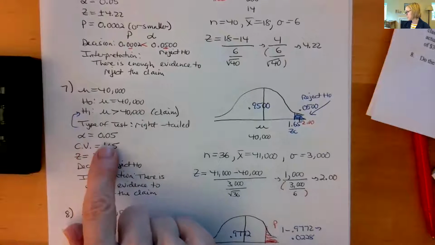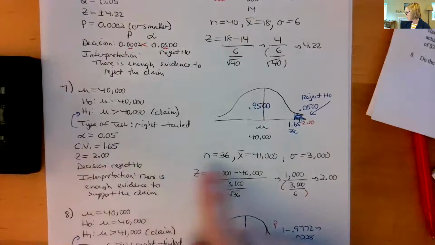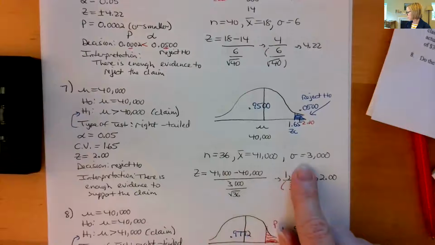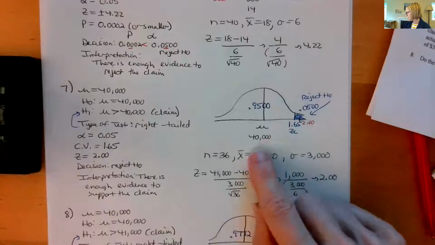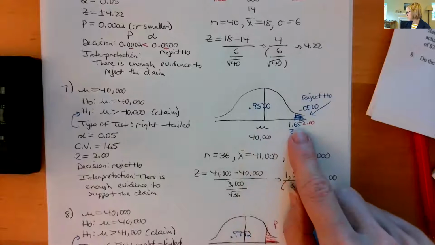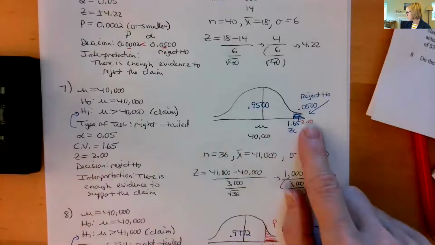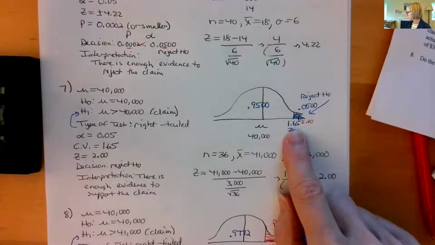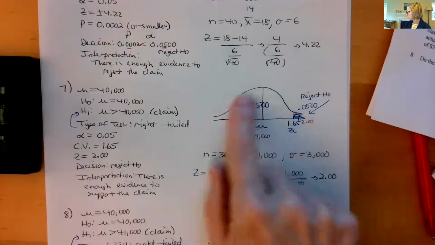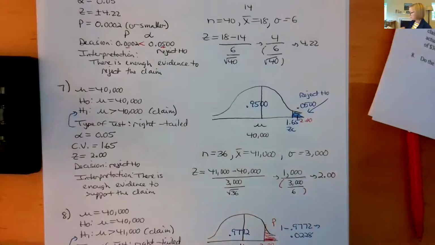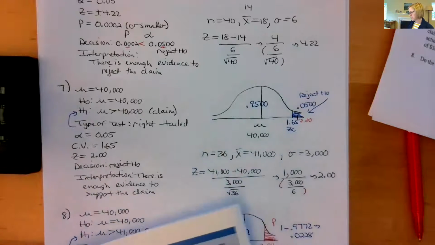The level of significance they gave us was 0.05. And there was a sample size of 36 with a sample mean of $41,000 and a population standard deviation of $3,000. So what we're going to do first is draw and shade, and we have our mean in the middle. It's a right-tailed test. What we put in the right tail is our level of significance alpha 0.05. So if I want to know this critical value, which will be positive, I actually need to know the area to the left, 0.9500.